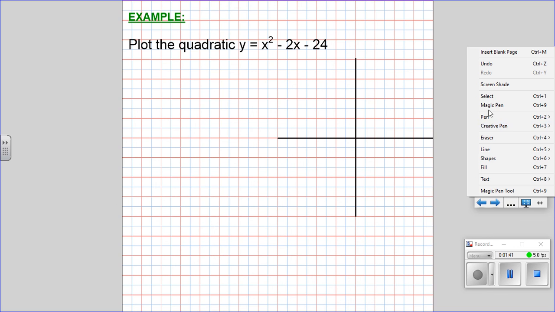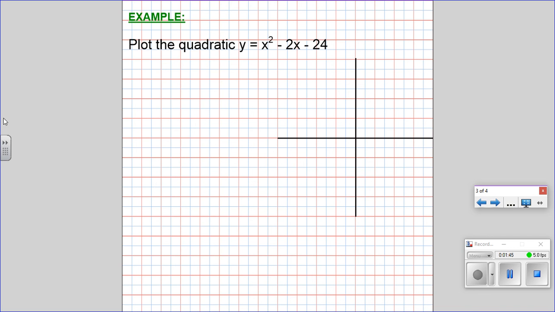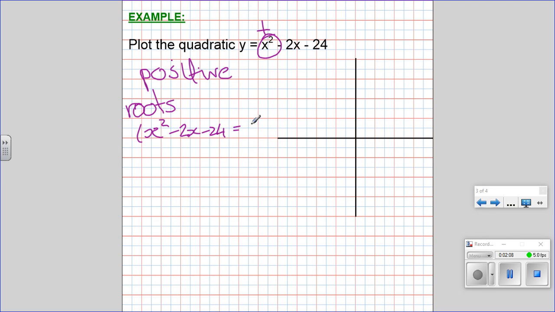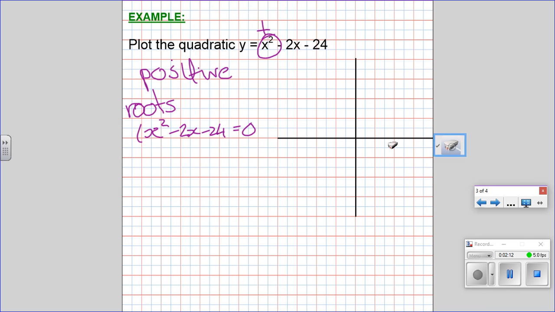So the first thing I'm going to tell you, and I will prove it, is that this one is positive, because that is positive. So the next thing we're going to look for is the roots, and because we've done factorising, we know that you do x squared minus 2x minus 24 equals 0, and solve. So that's what we're going to do now.